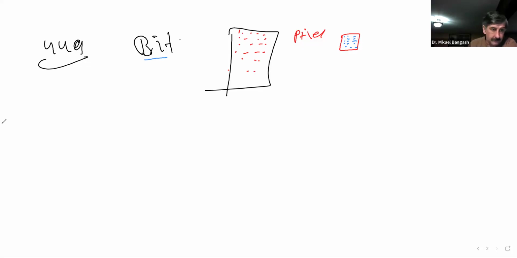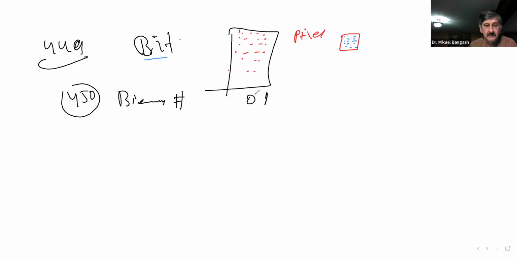Question 450. Which of these numbers here is a binary number? Now, what did we mean by a binary number? Maybe it's zeros and ones. These binary numbers are binary digits that we call a bit.